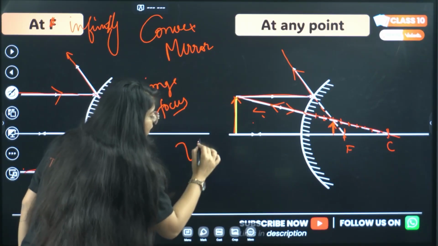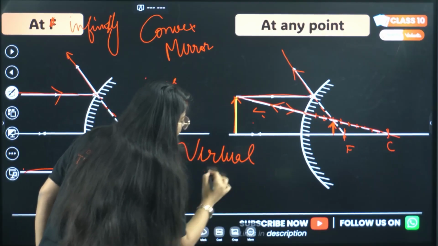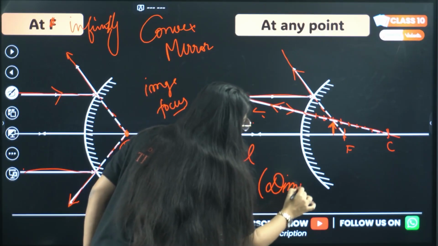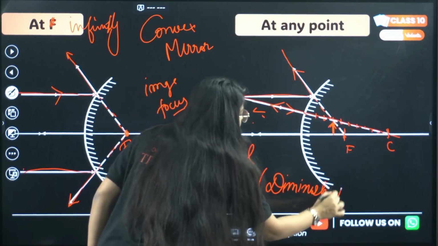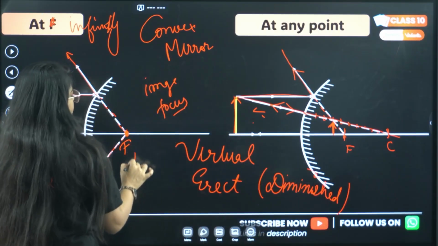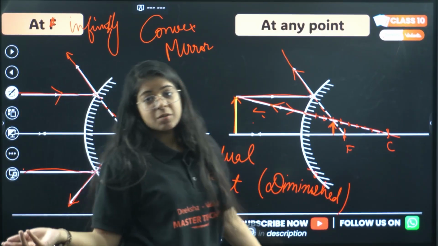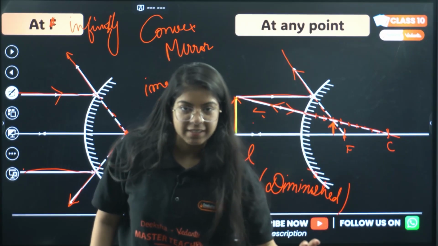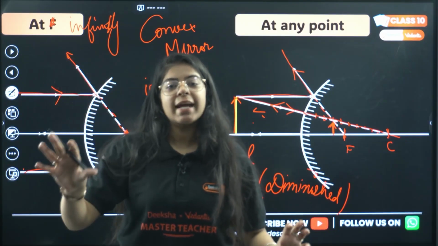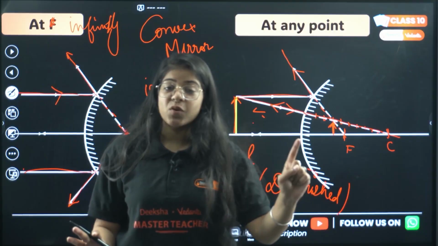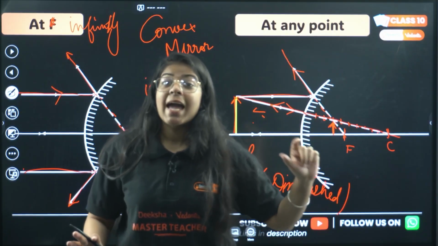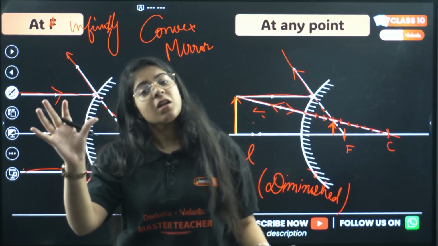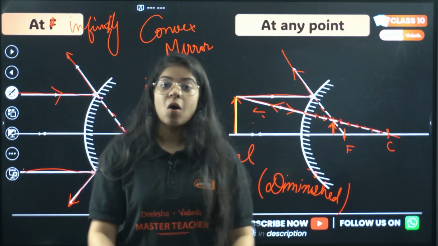In both cases, the image will be virtual, erect, and always diminished in the case of a convex mirror. Here it's only point sized, which is also a kind of diminished image. So for a concave mirror, real, inverted, of all sizes. For a convex mirror, virtual, erect, diminished. But there is one case for a concave mirror which is virtual, erect, but enlarged. So for concave, virtual, erect, enlarged, one case. For convex, virtual, erect, diminished, always.